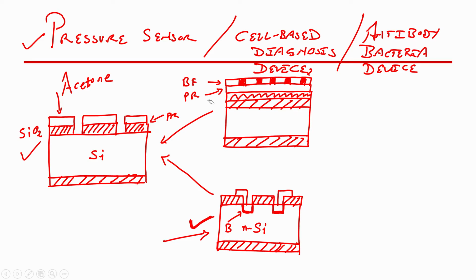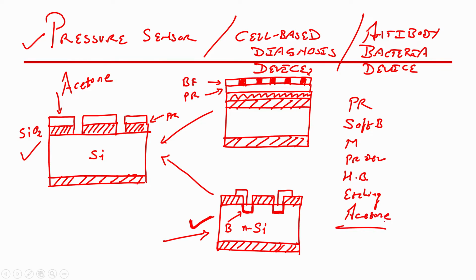When we do photolithography, the first step is photoresist coating, second is soft bake, third step is mask, fourth step is photoresist developer, fifth step is hard bake, sixth step is etching the silicon dioxide or a material which we want to etch, seventh step is to remove or strip the photoresist by dipping the wafer in acetone. So, this is already there.